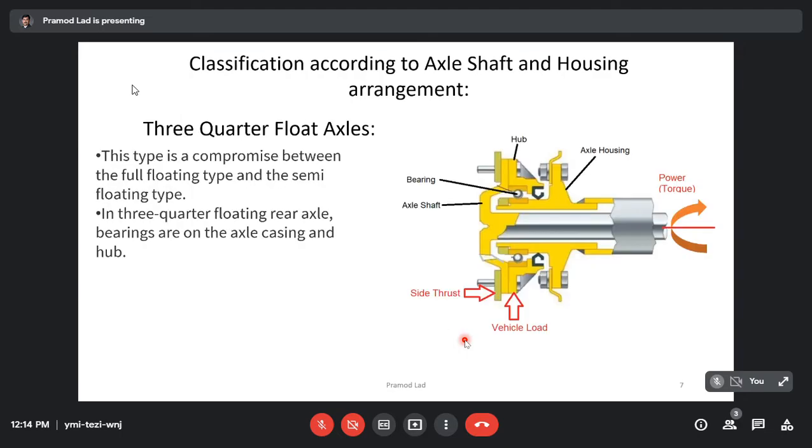Let's move on to the next type. This is the three-quarter float axle. This type is a compromise between the full float and semi-float axle. In the three-quarter floating rear axle, the bearing is on the axle casing and hub. So here you can see this is the axle housing and this is the hub and the bearing is placed here. So it's a single bearing.